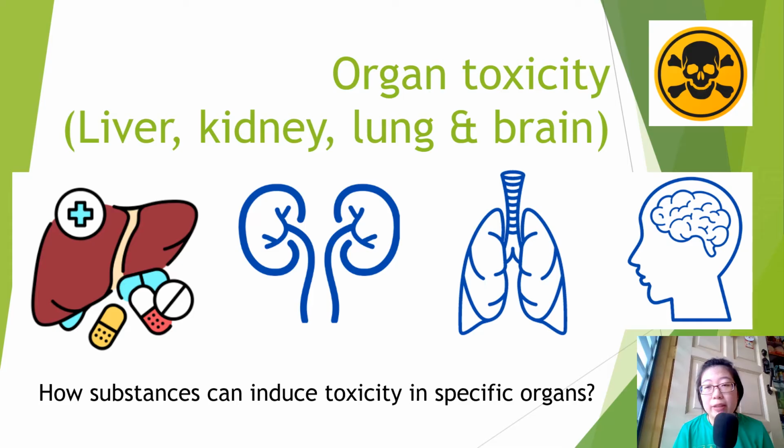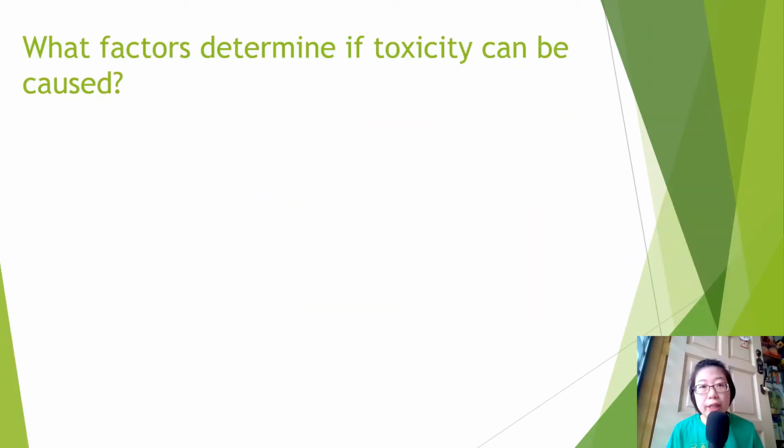The main question that we're trying to answer is how different substances could induce toxicity in these specific organs. When we look at the overall picture of toxicity for specific organs, we need to look into the different factors that determine if toxicity can occur. Different people have different susceptibility towards certain toxicity. For example, if person A and person B are exposed to a certain toxicant at the same time, both of them may have toxicity symptoms, but with different severity.